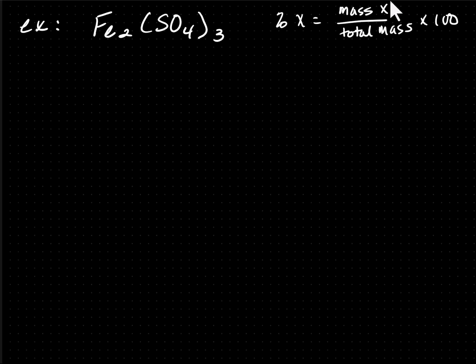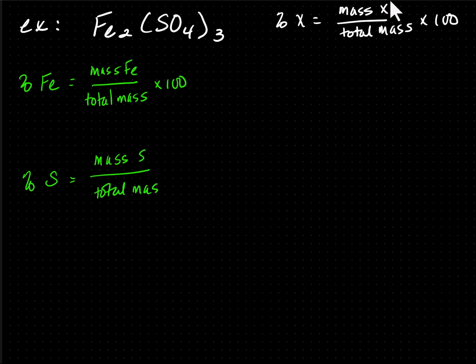So here we need to find the percent of iron. That's going to be mass of iron divided by total mass of the compound times 100. We can do the same thing for sulfur, which is the mass of sulfur over the total mass times 100. And then percent of oxygen is going to be mass of oxygen over the total mass times 100. So we need to find the total mass.